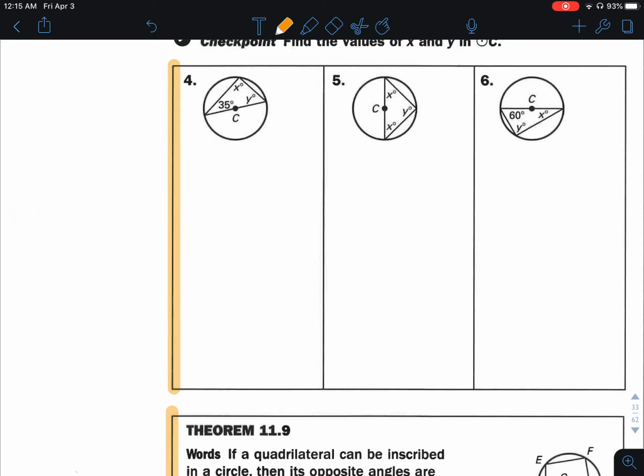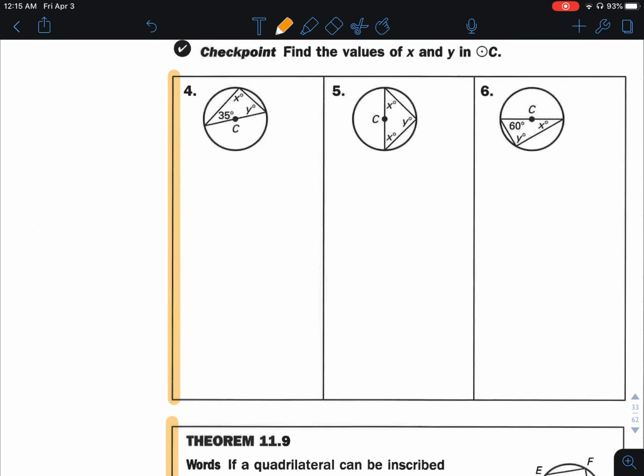All right, let's try this next checkpoint. Find the value of x and y in circle C. Right now I want to know x and y. So I have my diameters. I'm going to color in all of these. Those are my diameters. Let's first label which one is my right angle. Which angle is across from that green or orange line that I just colored in? In this case, x. So this one is 90 degrees.